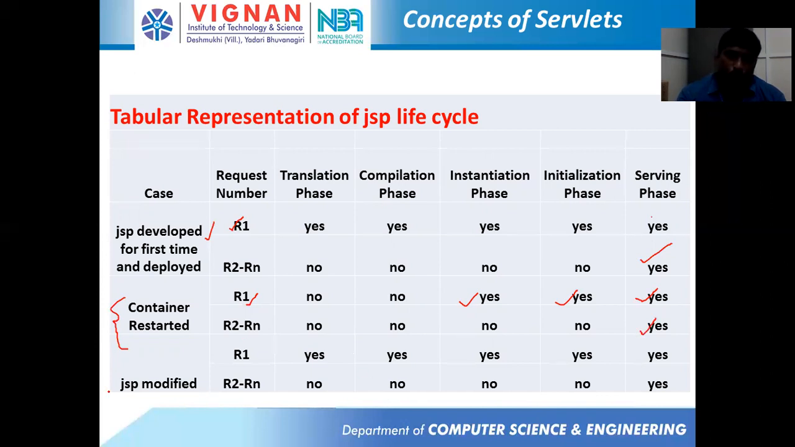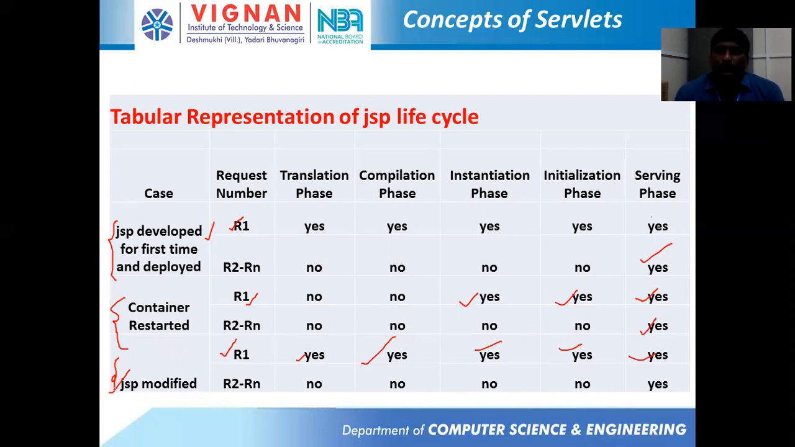And suppose the source code of the JSP is modified. When the first request R1 comes, the translation phase, compilation phase, instantiation phase, initialization phase, and serving phase will be done. This third case is similar to the first case. What is the meaning of JSP modified? The JSP file is already there, and if you make any modifications in it, when a request comes once again, these 6 phases will be executed, right?